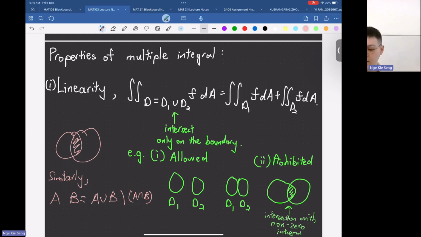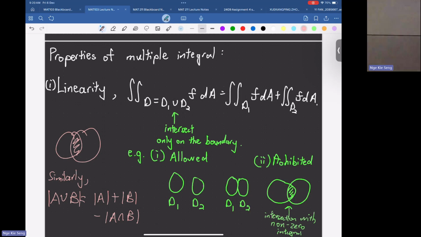Cardinality. Did you guys learn this? Cardinality of A union B is the cardinality of A plus the cardinality of B take away the cardinality of A intersect B. You learned this? Okay, so this is a similar idea here. If you compute A union B, you can add the number of elements from A and the number of elements from B, but if they have a non-trivial intersection, you are counting the intersection twice. Okay, so similar idea.